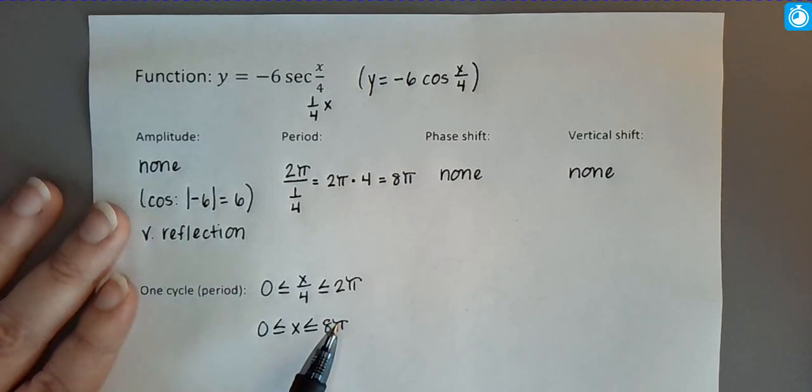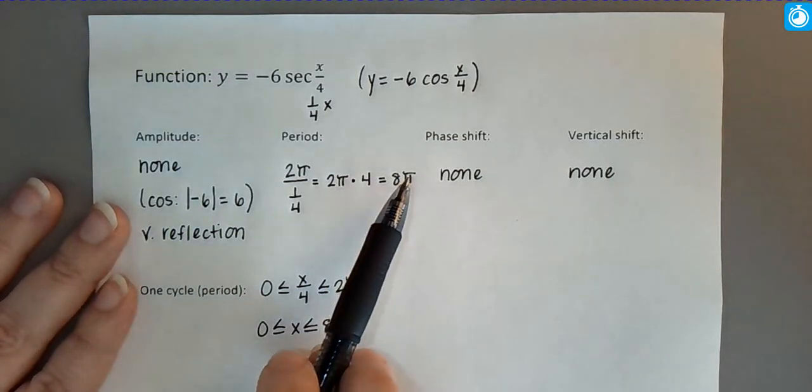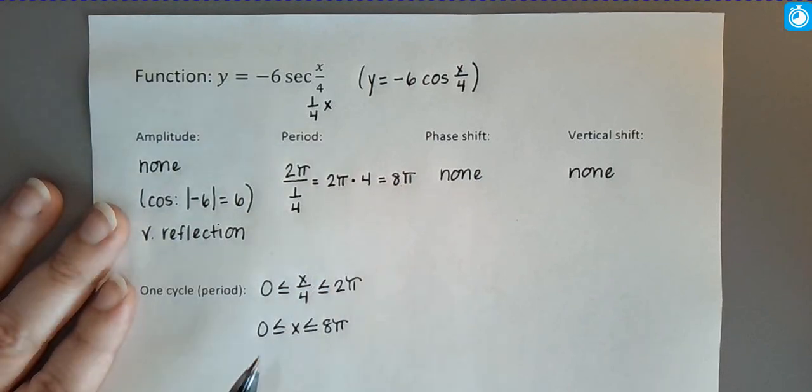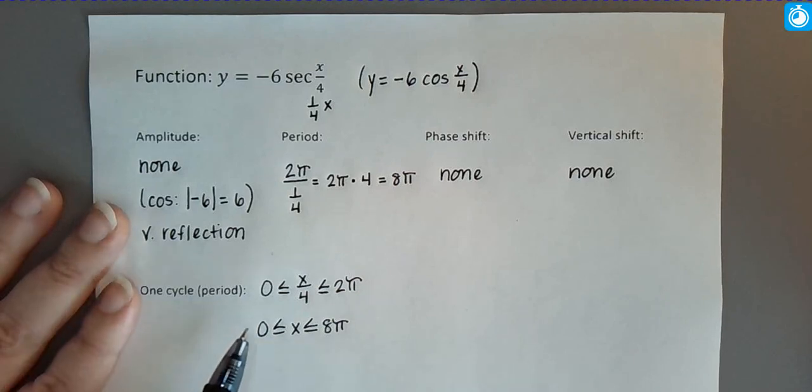What did change was the 2 pi. It became an 8 pi. So notice it's 4 times the size of 2 pi, and also that 8 pi corresponds to the period. To go from 0 to 8 pi, it takes 8 pi units, hence a period of 8 pi. So when we graph and when we label our axes, we're going to label from 0 to 8 pi horizontally.